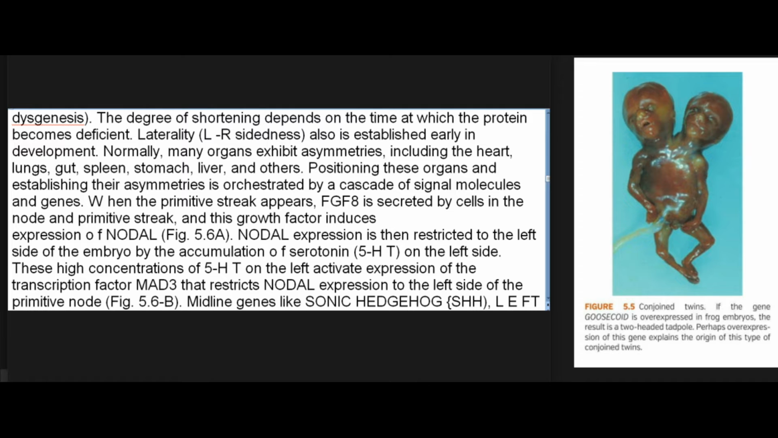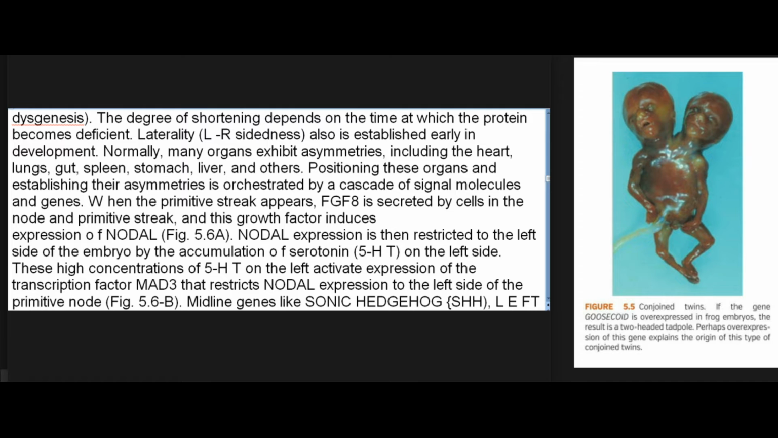Laterality, left-right sidedness, also is established early in development. Normally, many organs exhibit asymmetries, including the heart, lungs, gut, spleen, stomach, liver, and others. Positioning these organs and establishing their asymmetries is orchestrated by a cascade of signal molecules and genes. When the primitive streak appears, FGF8 is secreted by cells in the node and primitive streak, and this growth factor induces expression of Nodal, Fig. 5.6a.